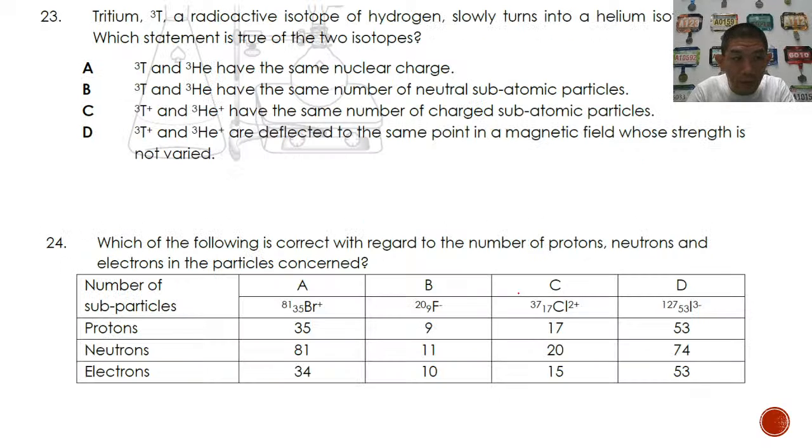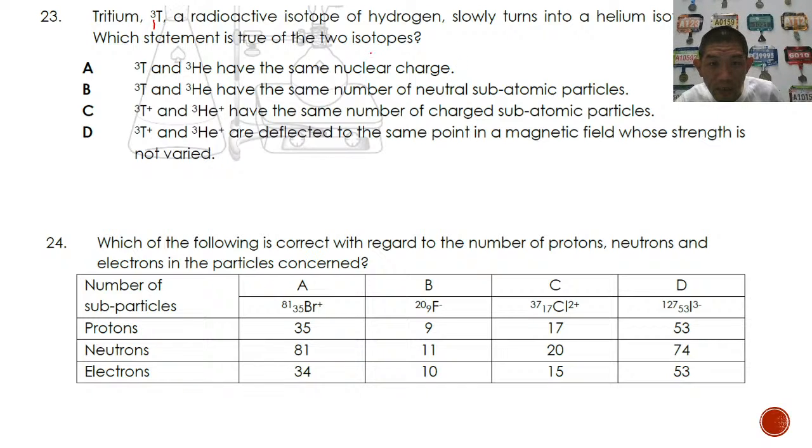Then we go to question number 23. Tritium, T3 plus, is a radioactive isotope of hydrogen, slowly turned into helium isotope He3 plus. Which of the statements is true about these two isotopes? So let's have a look together. Tritium is actually a radioisotope of hydrogen, so the proton number is 1, whereas for helium the proton number is 2. The first answer says that T3 plus and He3 plus have the same nuclear charge.